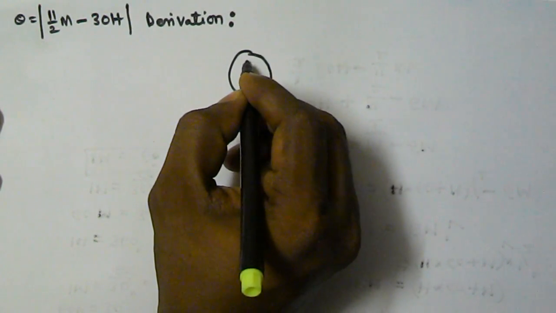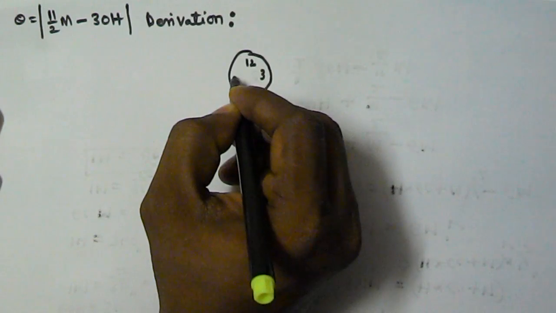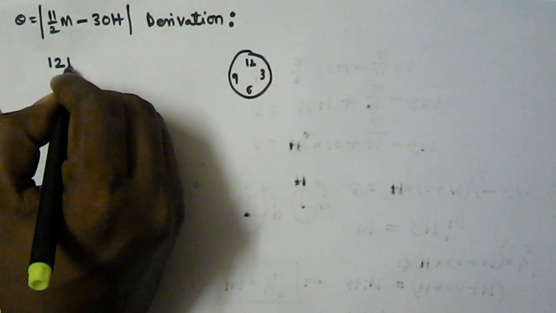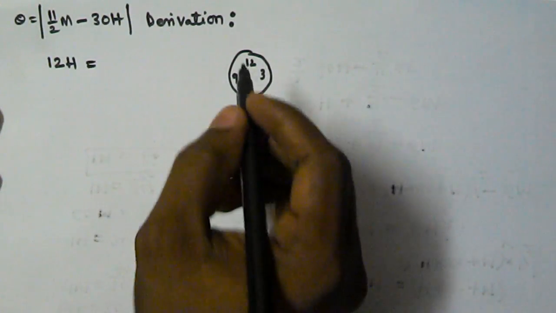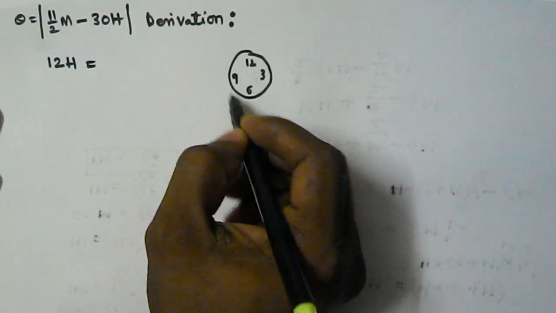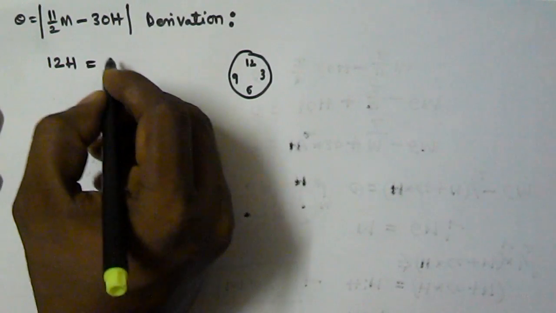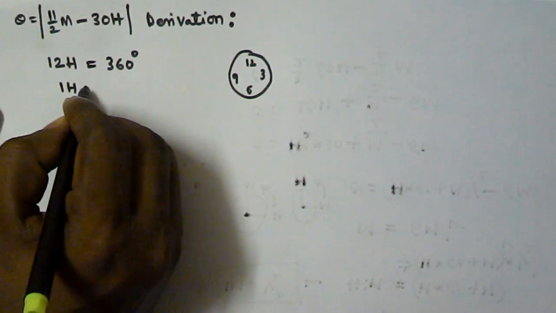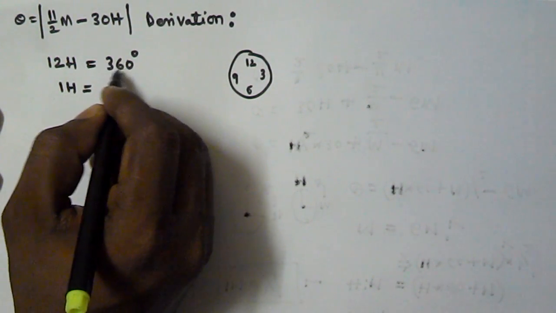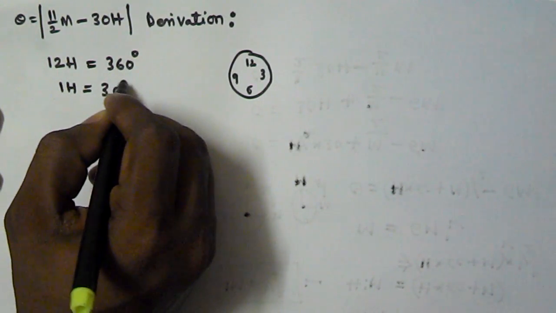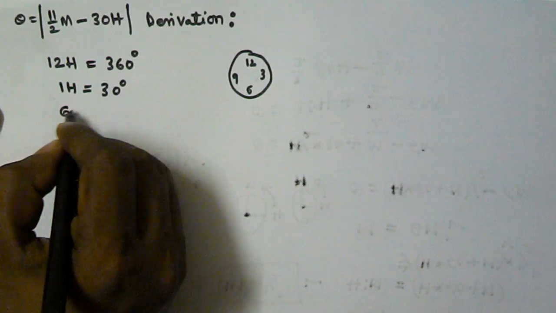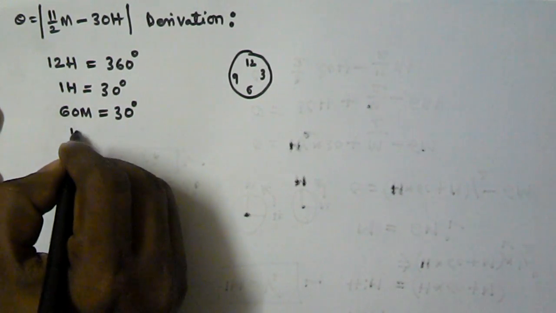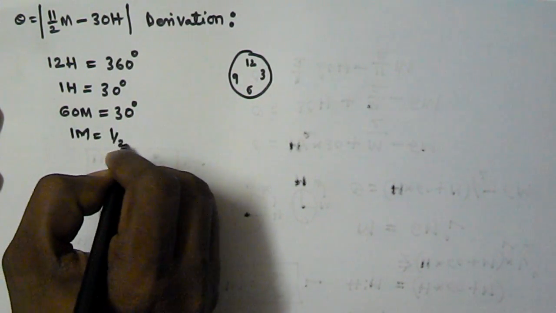if you take a clock, there are 12 hours, right? So 12 hours is equal to, the clock is in a round shape, so it contains 360 degrees. So 360 degrees. That means 1 hour is equal to 360 by 12, so that is 30 degrees, right? Here 1 hour is equal to 60 minutes, so that is equal to 30 degrees again. So that means 1 minute is equal to 1 by 2 degree.